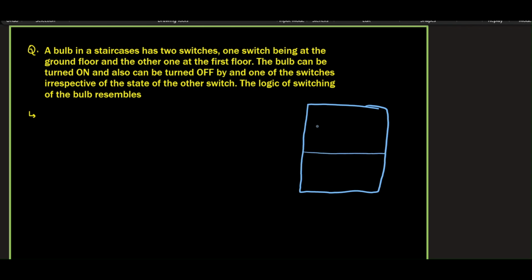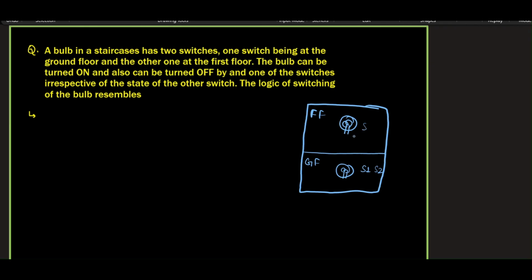Let me call this my building. This is my first floor, and this is my ground floor. So there is a bulb on the first floor, and a bulb on the ground floor also. And there are two switches, switch one and switch two.